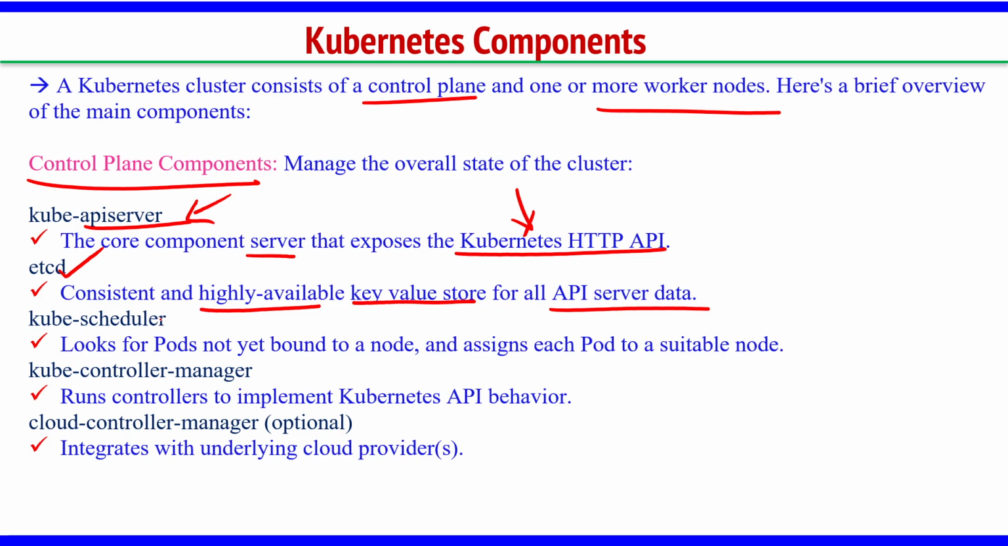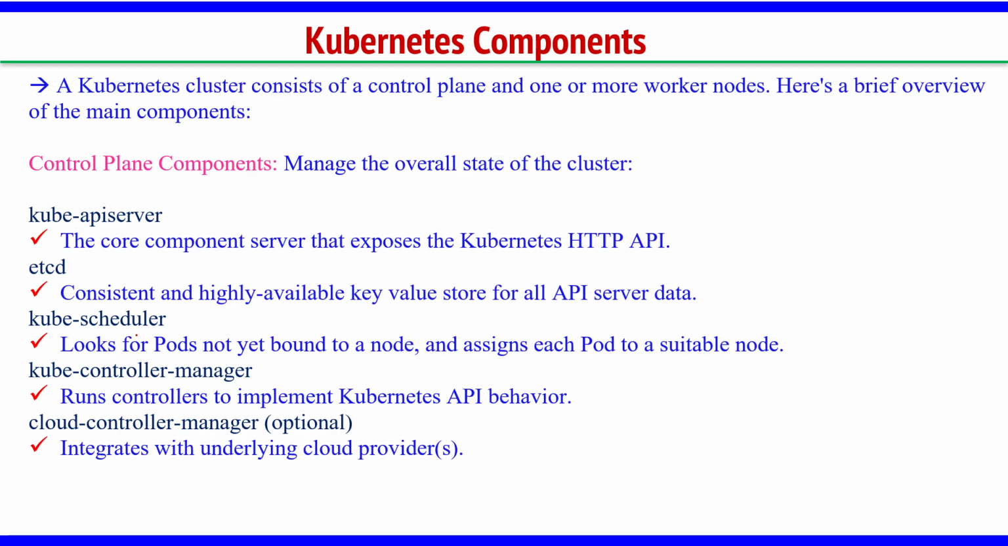And then we have the third component, the scheduler. What is the job of the scheduler? It looks for pods not yet bound to any node. Some free pods it will look for and assign each pod to a suitable node. So pods we have to create and assign them. So it will look for free pods which are not assigned to any node. So the scheduler's job is to assign the pods to the nodes. A node is nothing but a virtual machine or a physical machine. Inside each node I will have multiple pods. Inside each pod I will have multiple containers, right? So the scheduler's job is to assign the pods to the nodes.